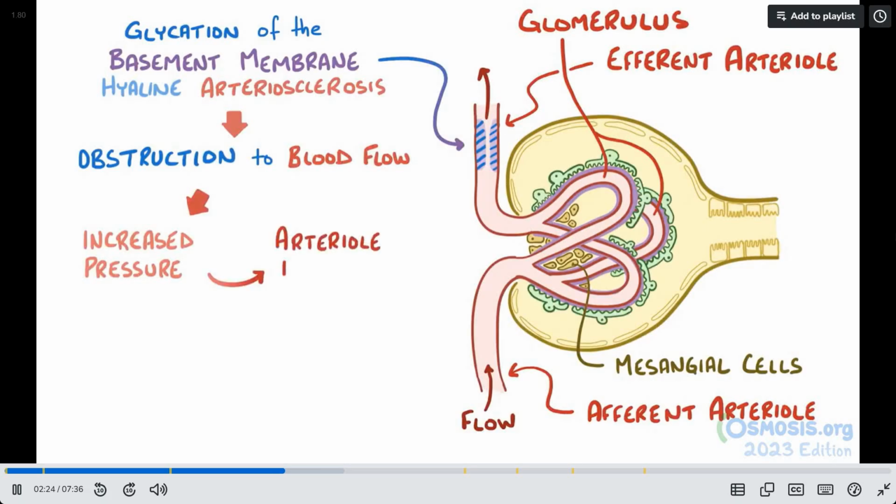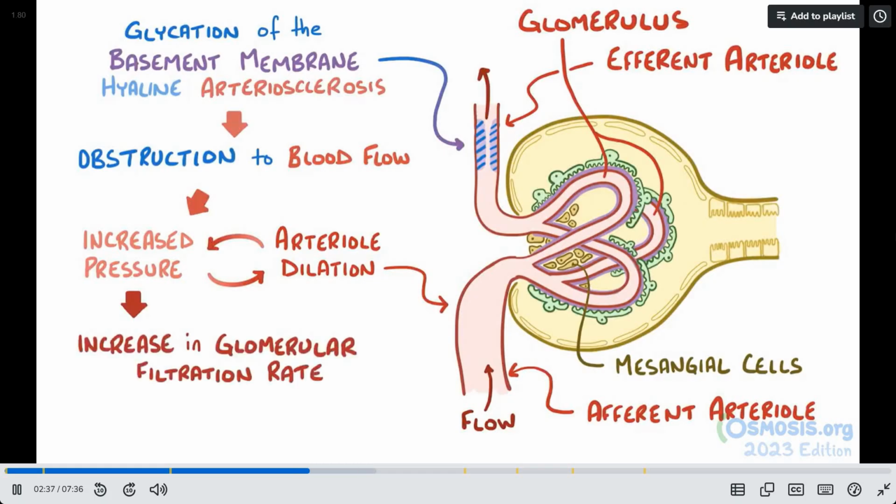At the same time, the afferent arteriole dilates, which allows more blood flow into the glomerulus and increases pressure even more. High pressure in the glomerulus leads to an increase in the glomerular filtration rate, which is just the amount of blood filtered through per minute. This is the first stage of diabetic nephropathy, called hyperfiltration.